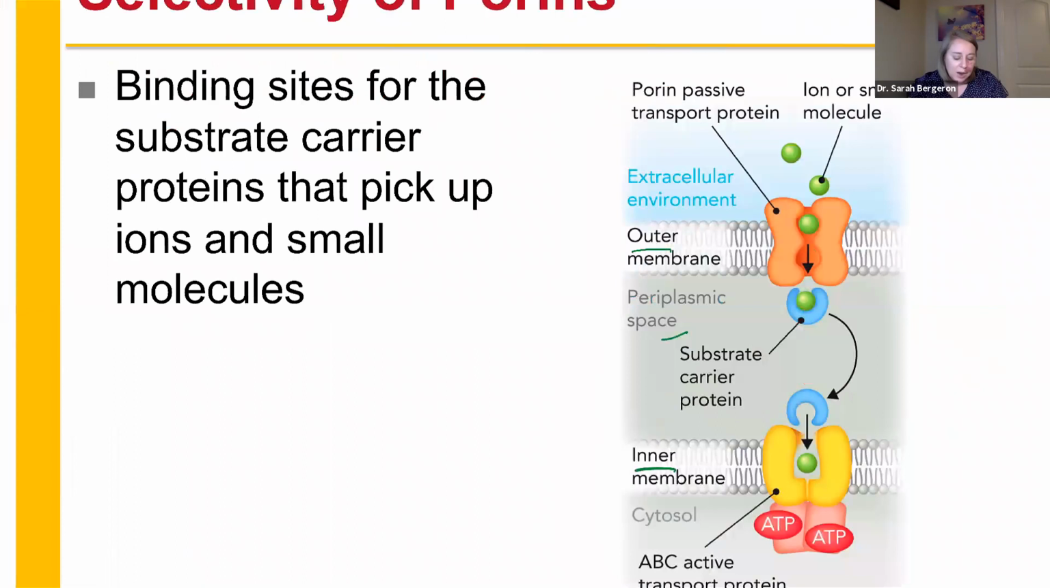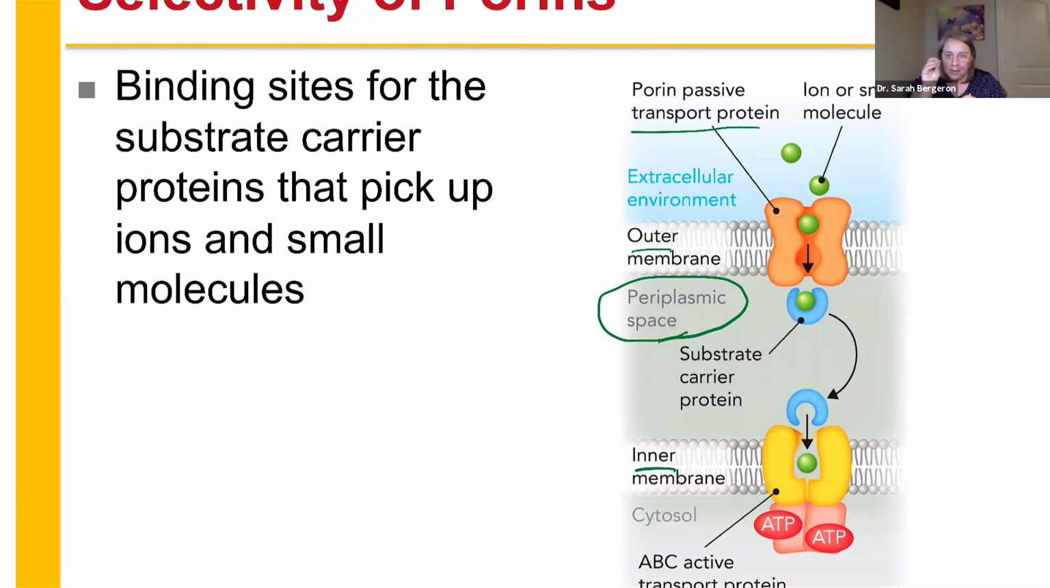And between the two, you have this periplasmic space, that compartment just located between the inner and outer membranes. And so you have a passive porin transport protein, this orange one, and you can have these ions or molecules that can just pass through. The reason they can pass through is because maybe they're chlorine ions.